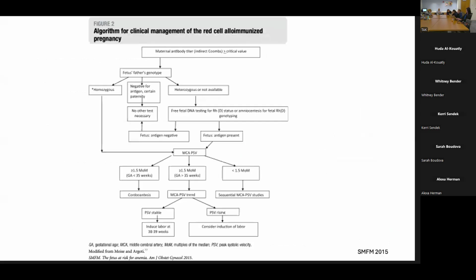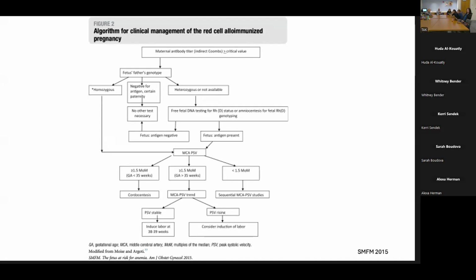So management of alloimmunized pregnancies is outlined in SMFM's 2015 clinical guideline that Dr. Berghella wrote. First, we have to remember there has to be enough antibody. And if we don't know paternal or fetal status, we perform serial titer checks every 4 weeks, more frequently if titers are rising or as we advance in gestation.